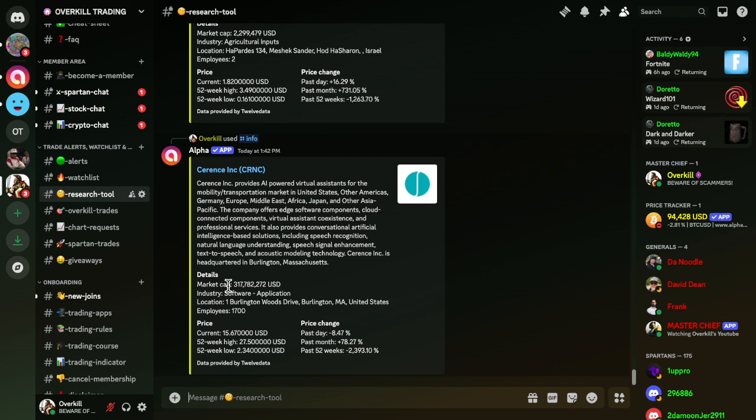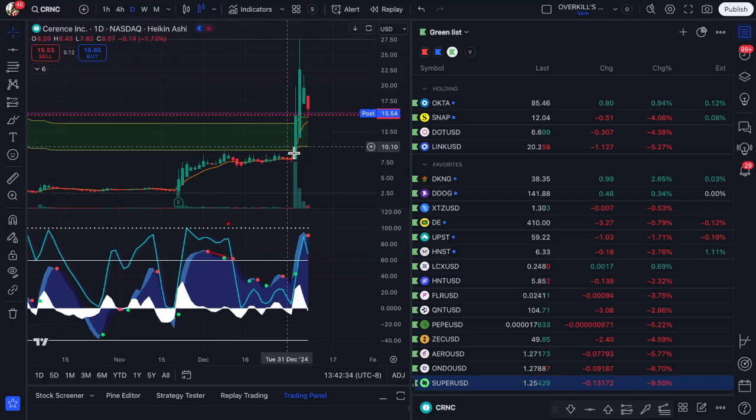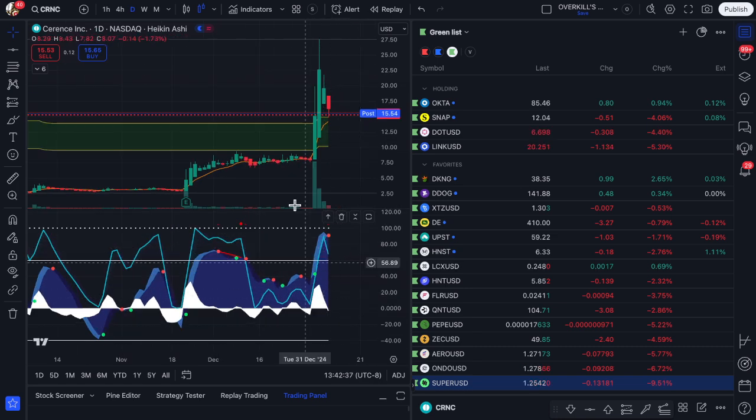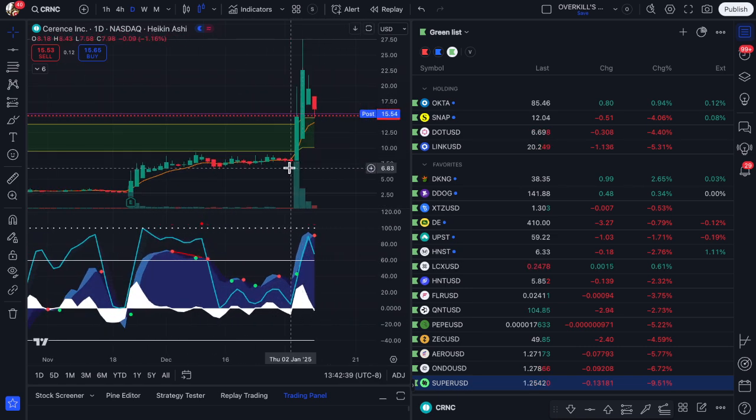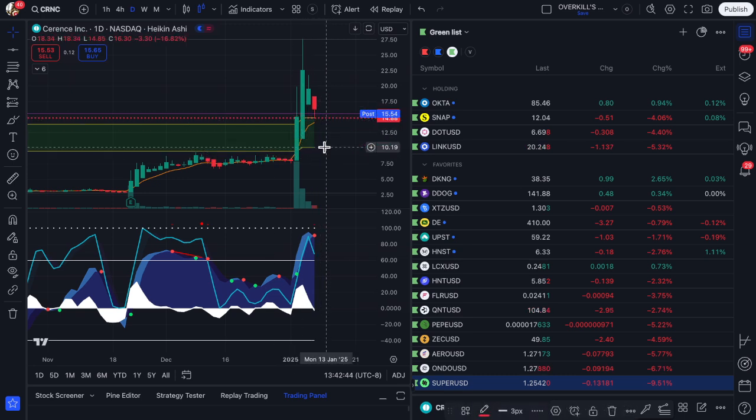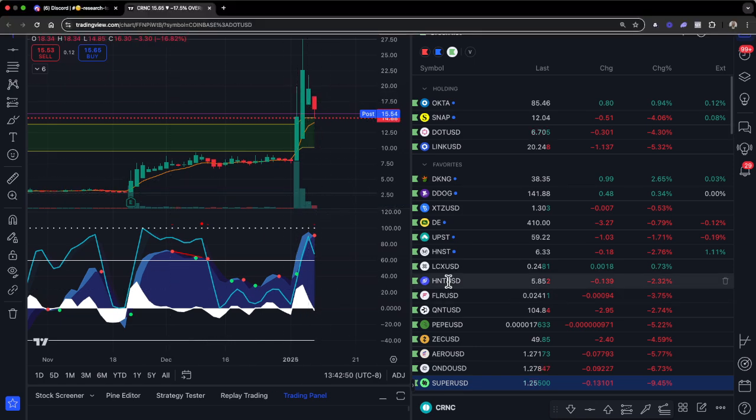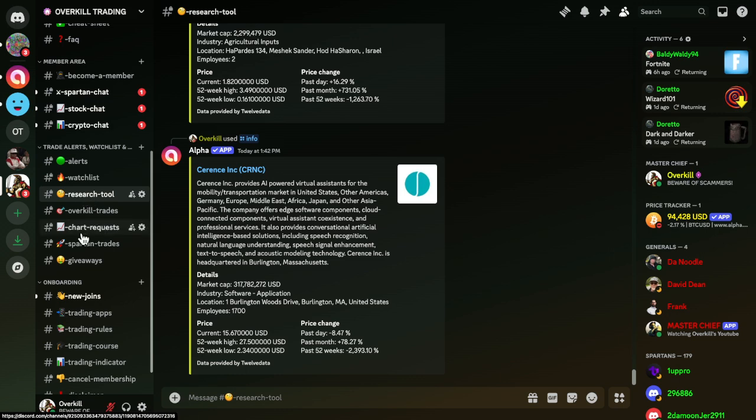It looks like it provides AI-powered virtual assistants for mobility transportation, market in the United States and other Americas, Germany, Europe, the Middle East, Africa, Japan. And it's a $300 million market cap. So that's an interesting look at stock. I just want to buy it when the green dot is back down here below the 0 line. So I'm going to wait on that. If I can buy that at 10, that'd be a good spot. If you're in the name, I would definitely set a stop loss right there at 1480 off the red dot there. You just want to use a stop loss at 1480 for CRNC.